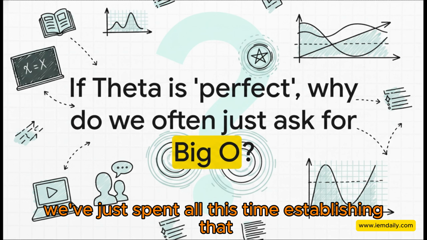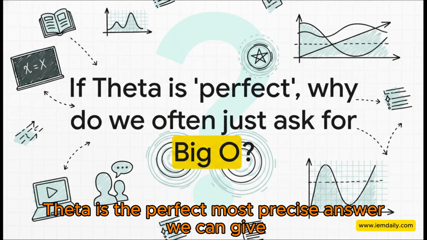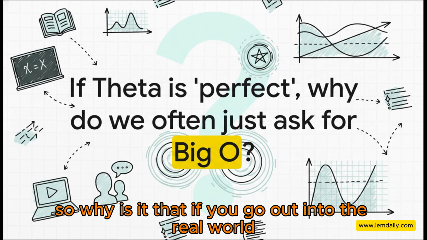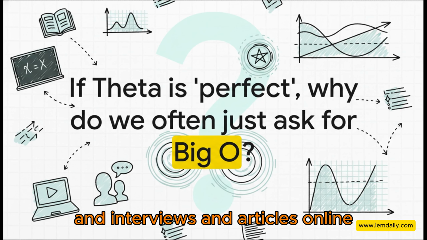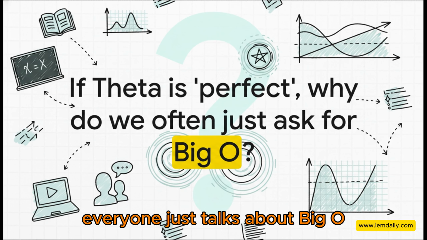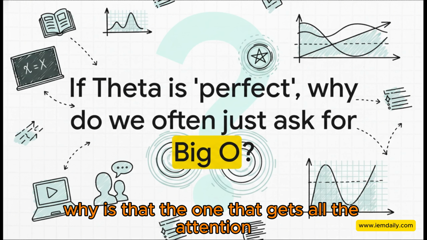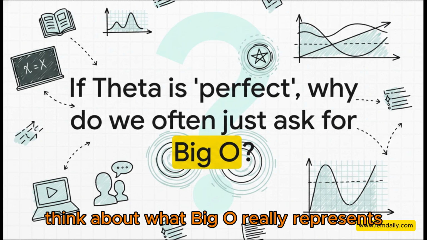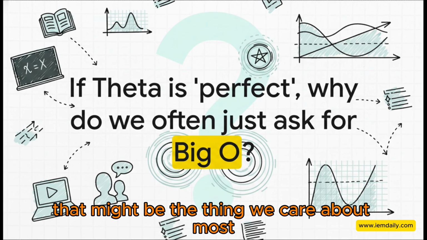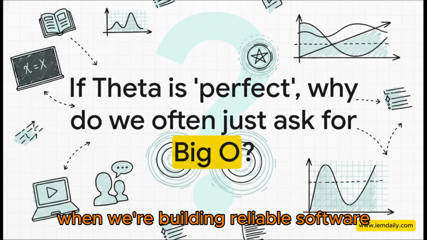So I'll leave you with one last thing to chew on. We've just spent all this time establishing that theta is the perfect, most precise answer we can give. So why is it that if you go out into the real world, in interviews, in articles, online, everyone just talks about big O? Why is that the one that gets all the attention? Think about what big O really represents, that worst-case scenario, and why that might be the thing we care about most when we're building reliable software.